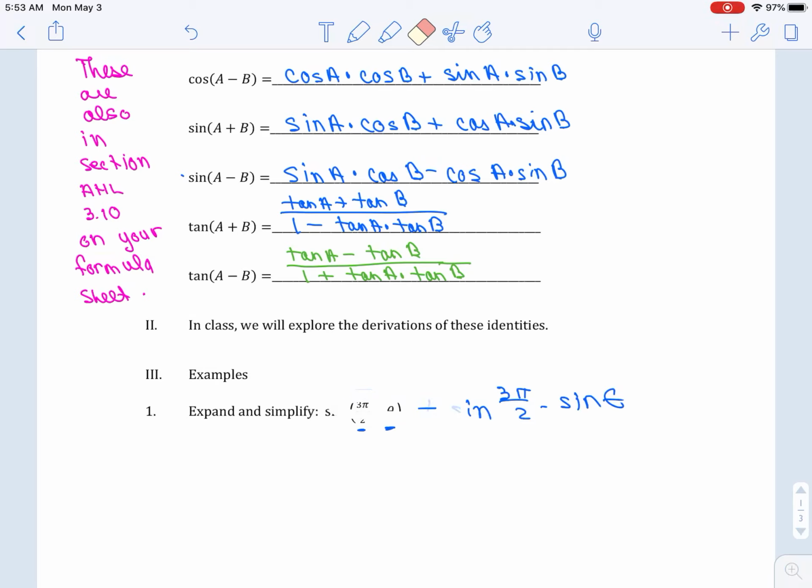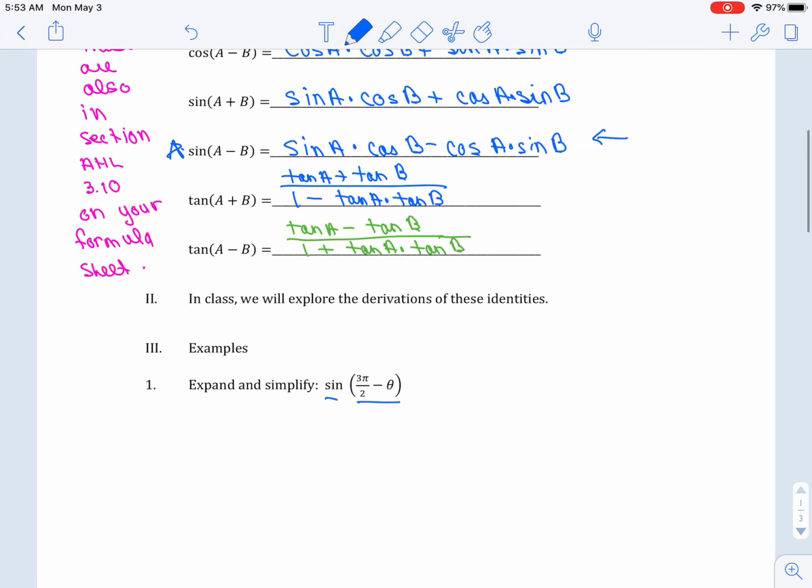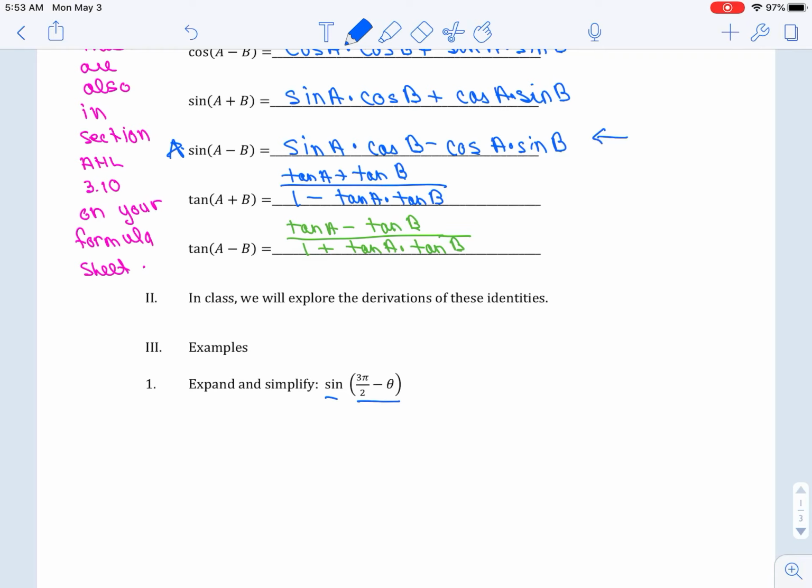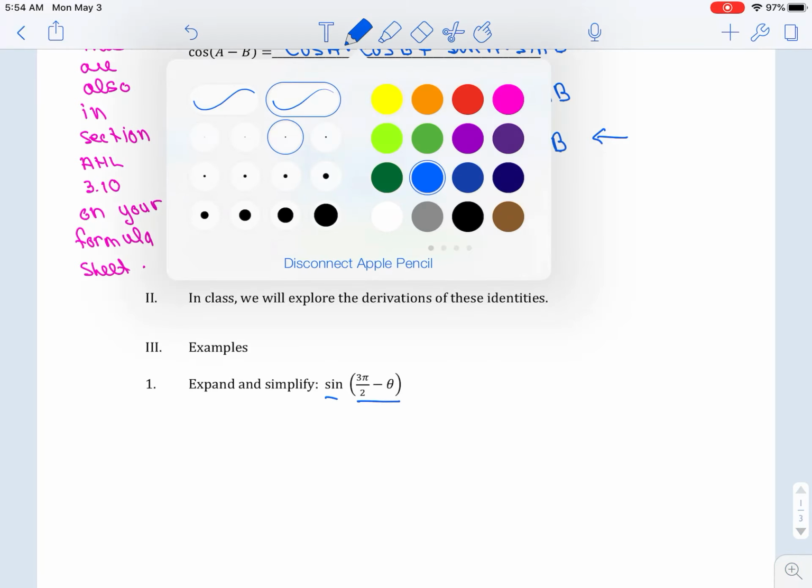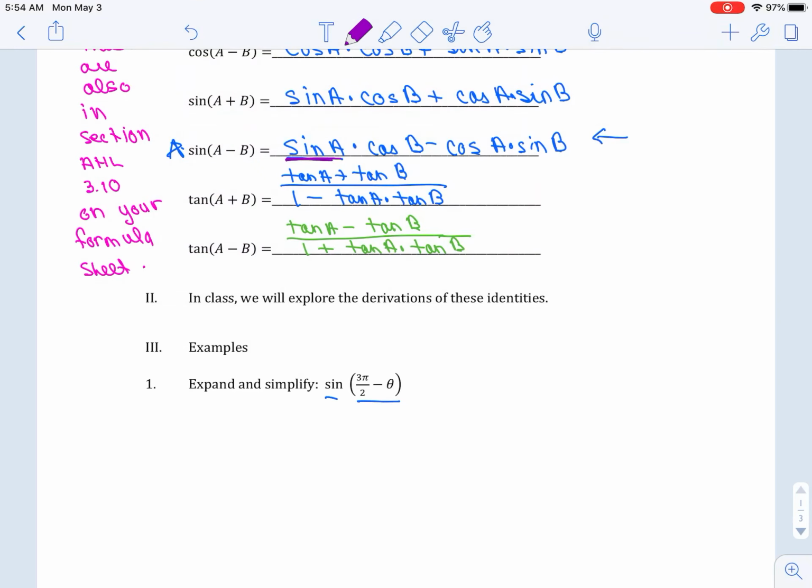Well, again, we're going to use these more involved formulas that are up here at the top. And so if you look at the formulas, you'll see that this is the sine of the difference of two angles. And so that's this formula right here. So we're going to follow this pattern that you see. So notice it says first we want the sine of the first angle. So that means that we need the sine of 3 pi over 2.